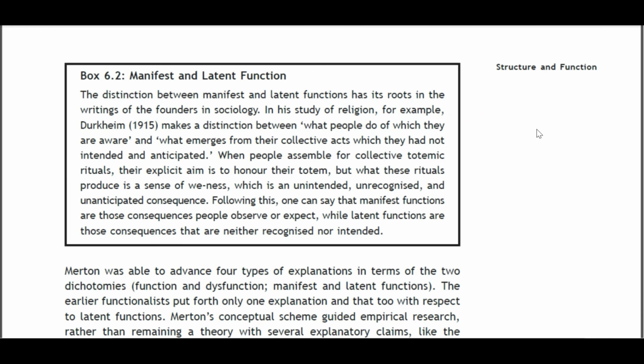Box 6.2, Manifest and Latent Functions. The distinction between manifest and latent functions has its roots in the writings of the founders of sociology. In his study of religion, for example, Durkheim (1915) makes a distinction between what people do of which they are aware, and what emerges from their collective acts which they had not intended and anticipated. When people assemble for collective totemic rituals, their explicit aim is to honor their totem. But what these rituals produce is a sense of oneness, a unitedness, an unintended, unrecognized and unanticipated consequence. Following this, one can say that manifest functions are those consequences people observe or expect, while latent functions are those consequences that are neither recognized nor intended.